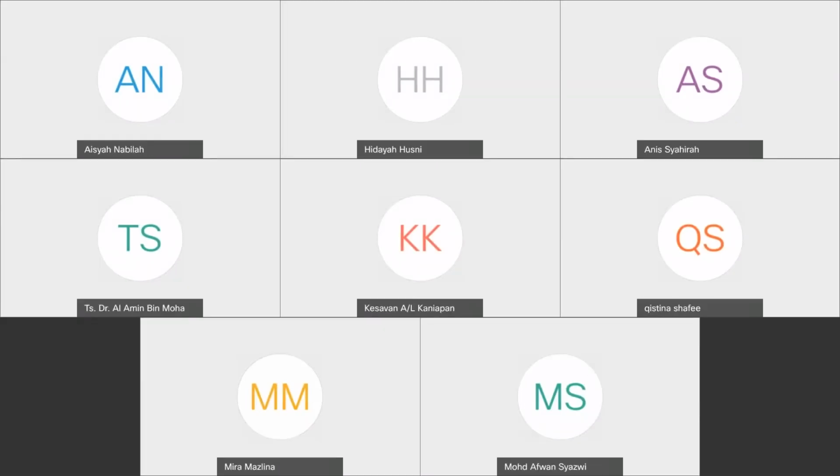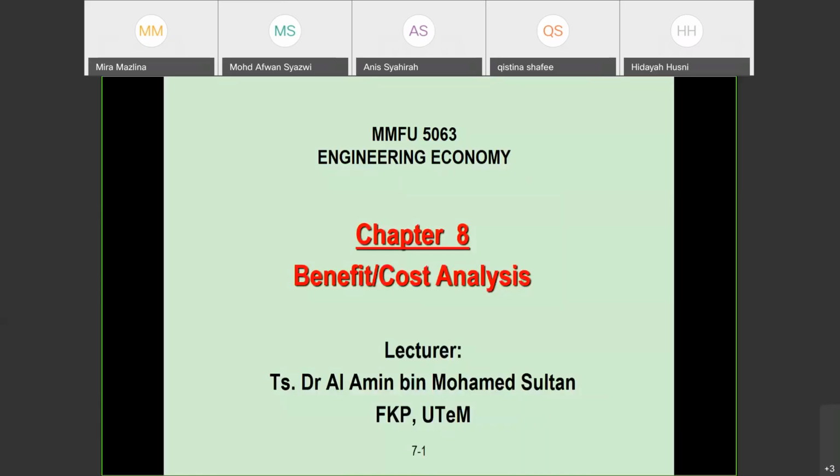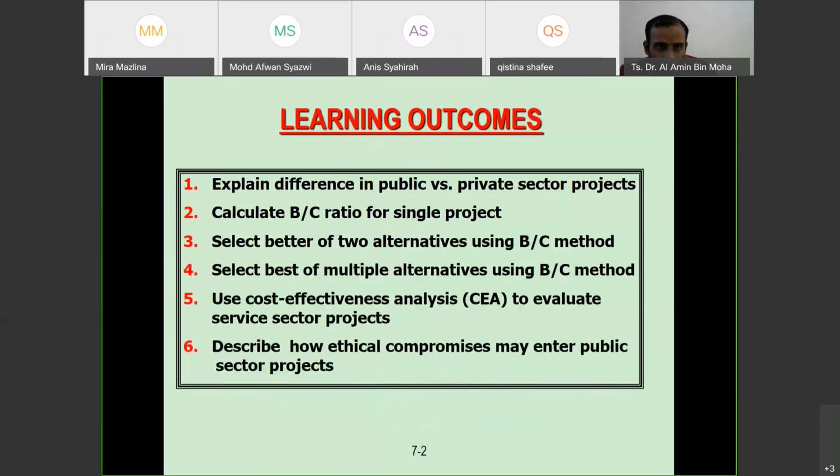Okay, so we're going to start Chapter 8, benefit and cost analysis. You can interrupt me if you want to ask me anything during the session, but I think it's quite direct. Hopefully we can go through. So what are the learning outcomes? By the end of the session, you should be able to do all of these 6 learning outcomes that have been listed here.